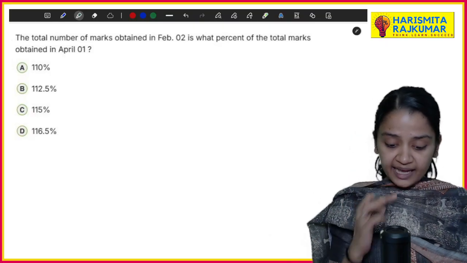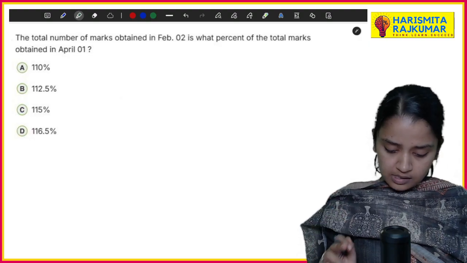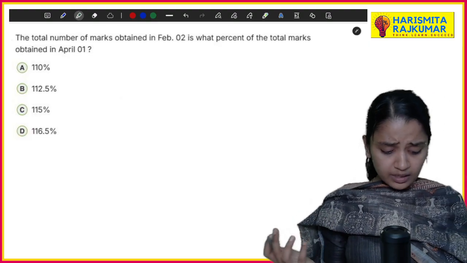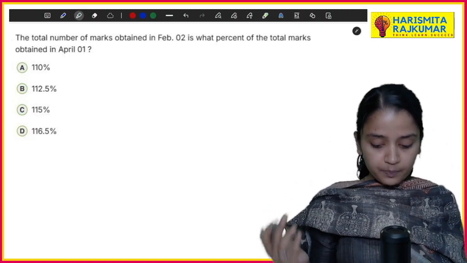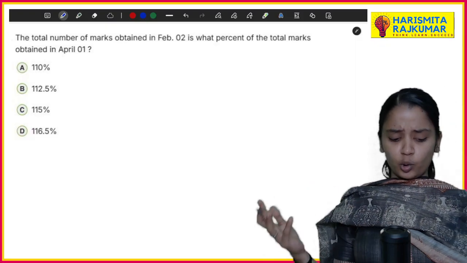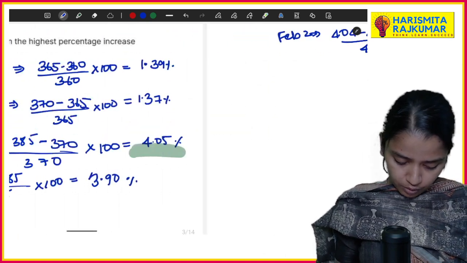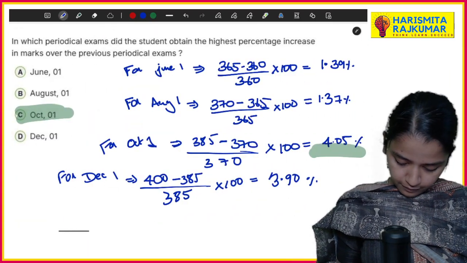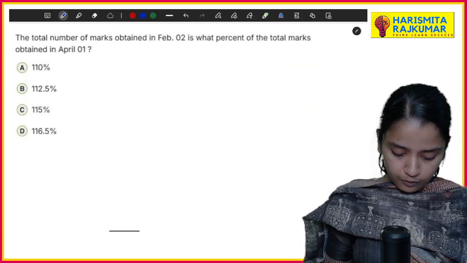The total number of marks obtained in February 2 is what percentage of the total marks in April? Basically we know that in February 2 he has obtained 405. There won't be any big difference, there will be some point difference. So 405.